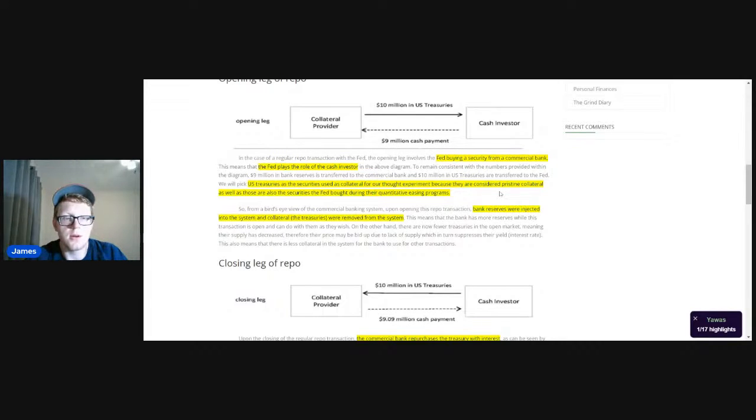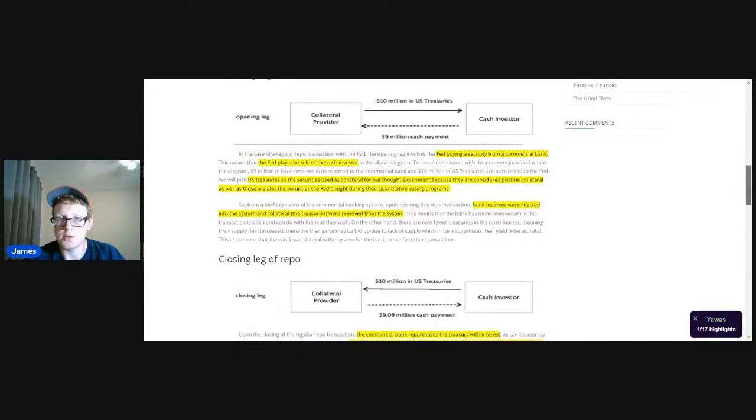Okay, so this is the opening of the repo transaction, and so you have bank reserves from the Fed injected into the banking system, right? In this case, 9 million in bank reserves into the system, and then you have the collateral provider taking 10 million in treasuries out of the system during the middle of the transaction. So this is the opening leg, okay? Because there's two legs for a repo transaction. You open it and then you close it.